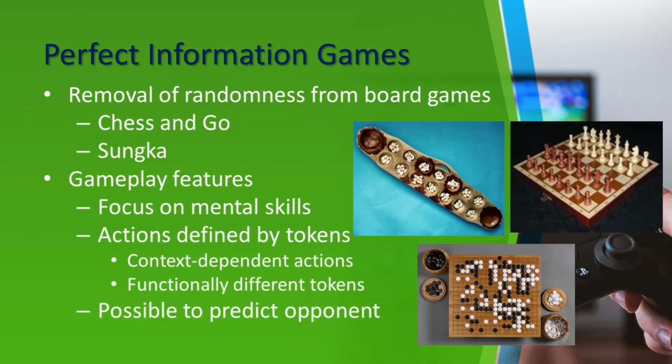So we also have your perfect information games. So in this type of games, removal of randomness from board games. So what are the examples of these perfect information games? We have chess and go and sungka. So what does perfect information game mean? Meaning this type of games, okay, will not have any randomness. All the pieces of the game are shown on both of the players, like chess, okay? So the other player will see the chess pieces of his or her opponent. No pieces will be hidden. Okay, everything will be seen. All the information about the game will be available for both of the players.